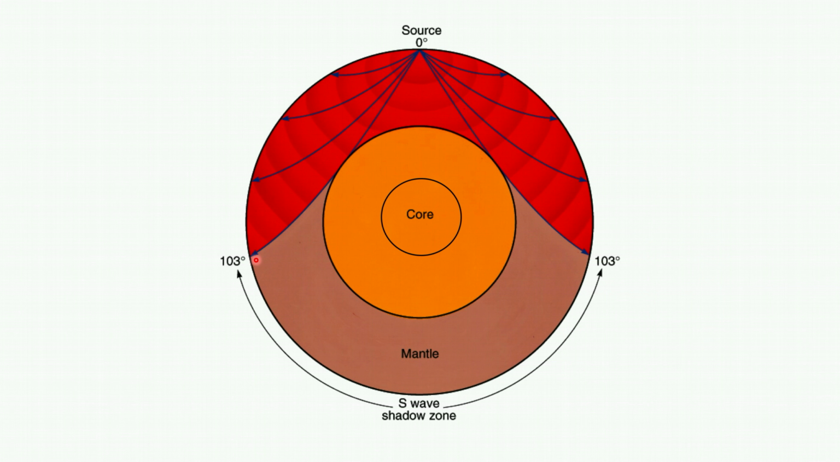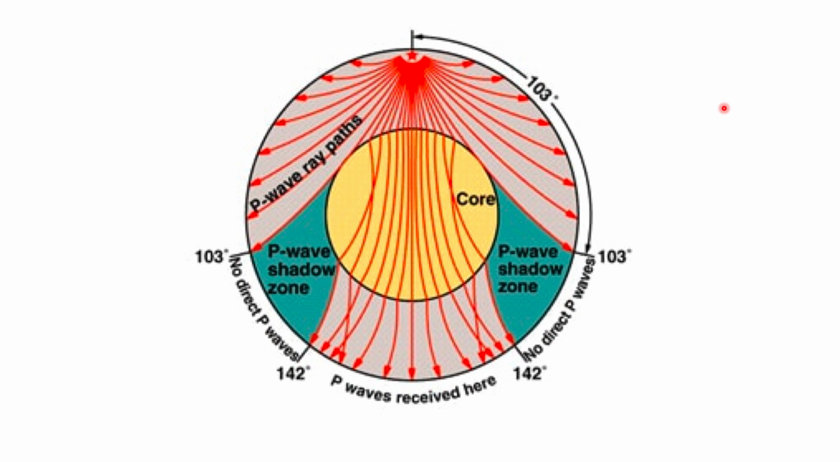This creates a shadow zone here, which is an area where no S waves will be detected by seismometers. This zone is generally between 103 degrees, either side of where the earthquake originates. Now P waves also have their own shadow zone, and this is due to refraction. Refraction is where a wave is deflected, so its path is changed.